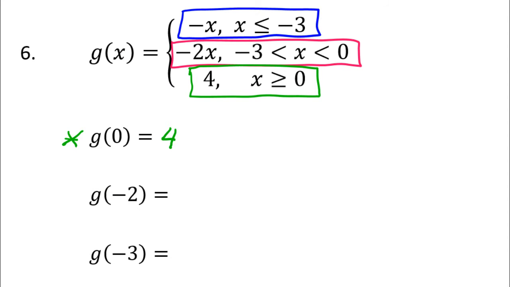Now, what about when the x value is negative 2? Is that less than or equal to negative 3? It's not. Is negative 2 between negative 3 and 0? Yes, negative 2 is between negative 3 and 0. That means we will be using the pink function. The pink function says negative 2 times the x value, which would give us positive 4.